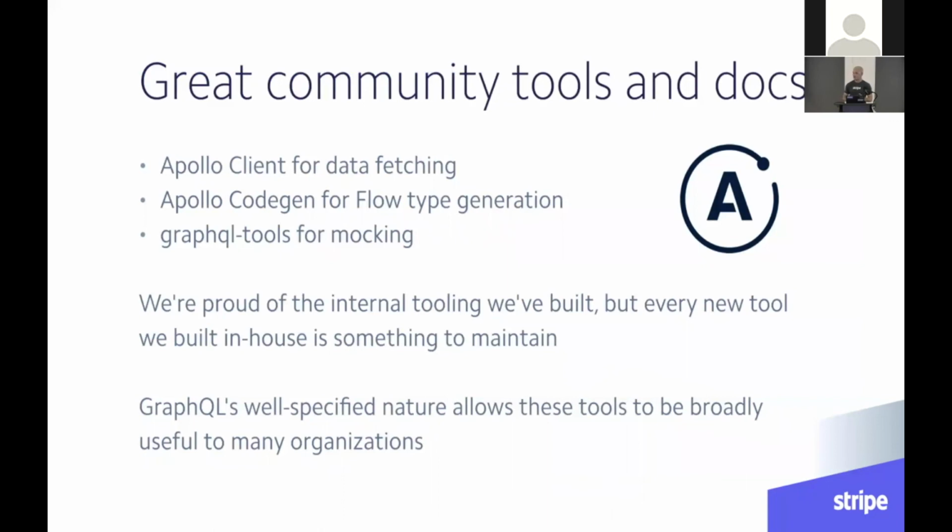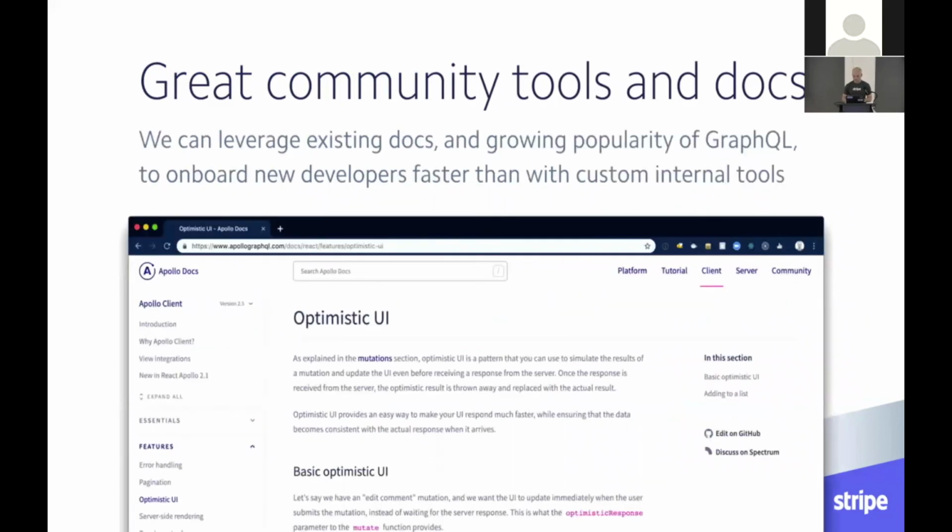But we want to be really careful about which tools we choose to maintain ourselves versus which things we can take off the shelf. And I think one aspect of GraphQL that really enables this is that it's so well specified, these tools can be shared across organizations. Because it's really hard to make reusable tools like this for REST APIs, as some of you may have known.